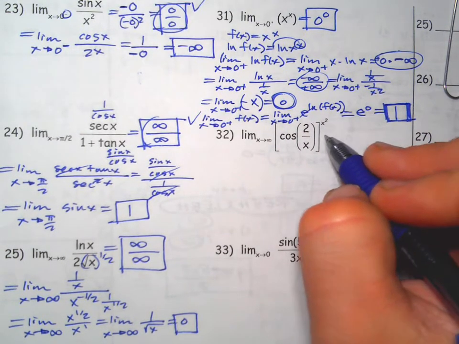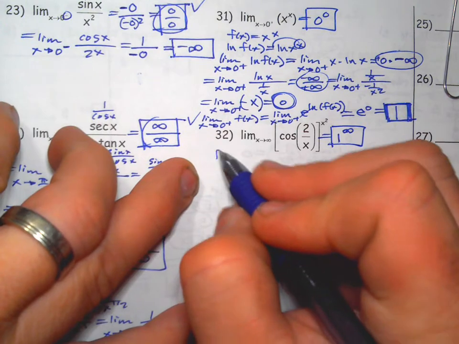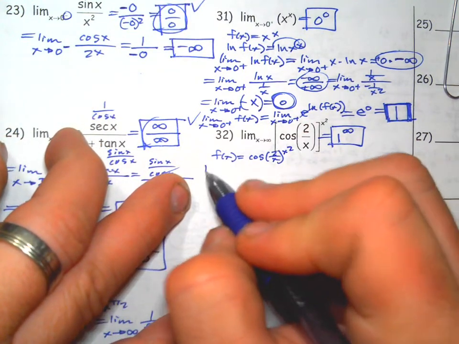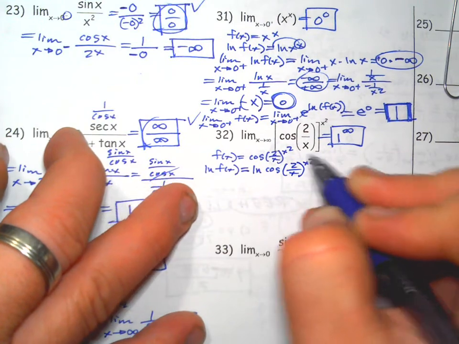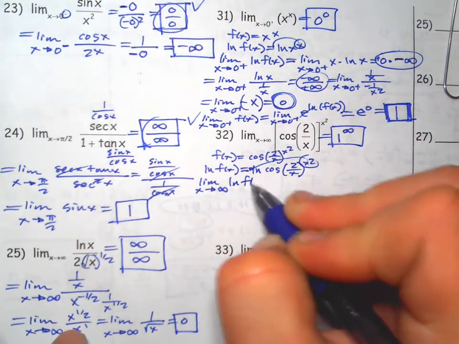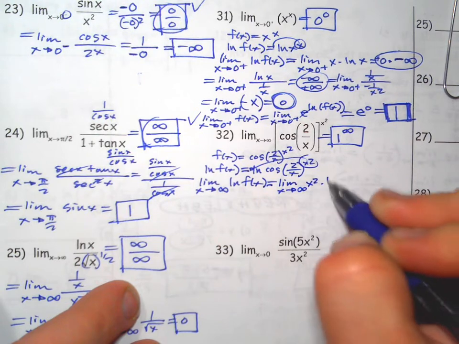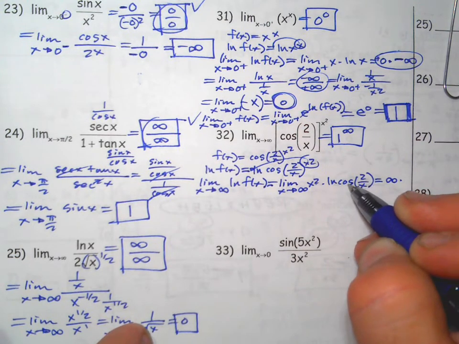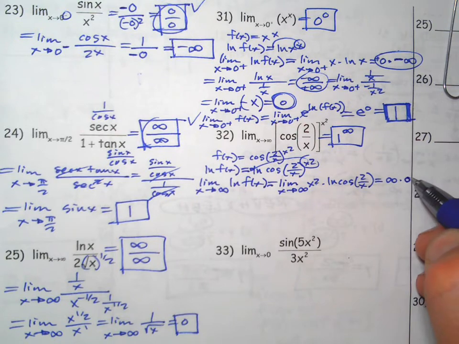Okay, next one. This is going to 1 to the infinity. So we're going to use a similar trick as last time. These are a bit of work, but kind of go through the motions. Now, when we go to infinity, that's going to be infinity times cosine of 0 is 1. Natural log of 1 is going towards 0. So that's your next one.